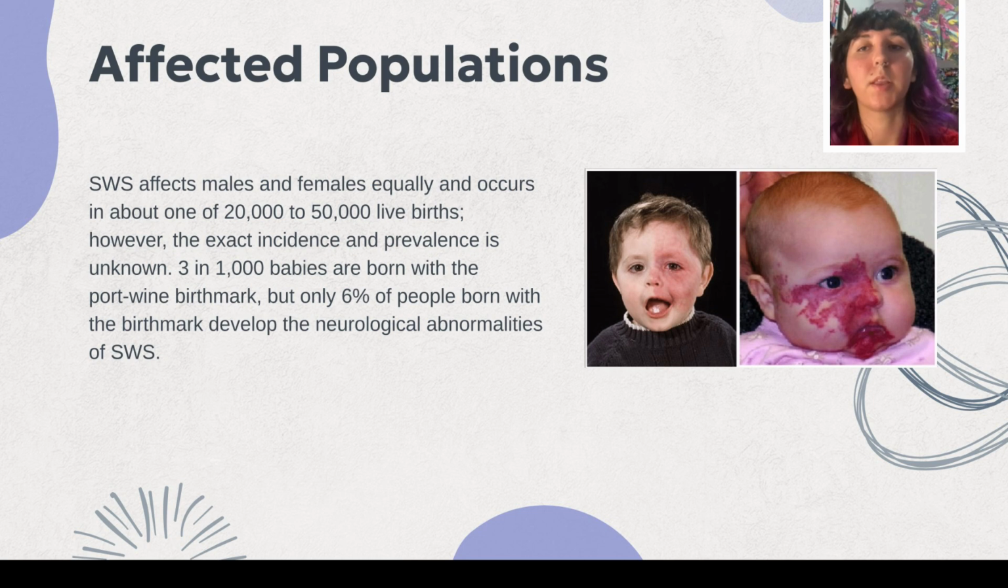The affected populations. Sturge-Weber syndrome affects males and females equally and occurs in about 1 of 20,000 to 50,000 live births. However, the exact incidence and prevalence is unknown. 3 in 1,000 babies are born with the port wine birthmark, but only 6% of people born with the birthmark develop the neurological abnormalities of Sturge-Weber syndrome.